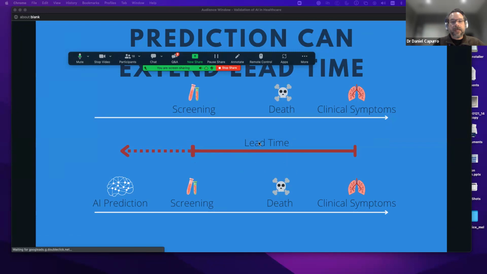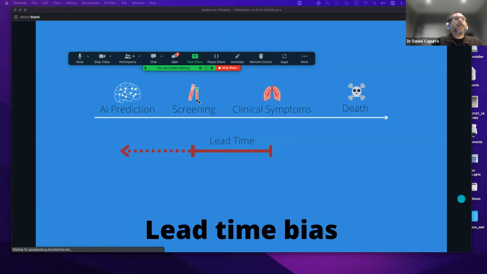And the problem of increased lead time, let me go back to this one, is that you have patients, and it might be neutral for some patients, but some patients really care about being labeled as sick or at risk of becoming sick. And let's say, for example, in prostate cancer, we know that a bunch of patients are never going to develop any symptoms. So they have a very long lead time. And if I make that even longer, okay?